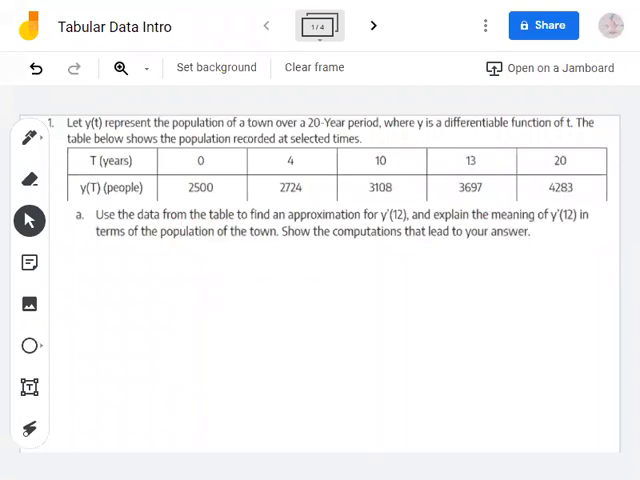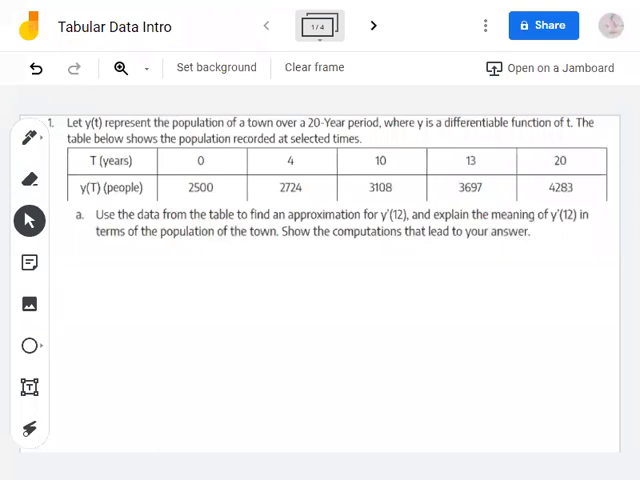So we're going to use the data from the table to find an approximation for y prime of 12 and explain the meaning of it in terms of the population of the town. Show the computations that lead to your answer. Well, already I don't know what to do. So that's why we're starting this one together, so you have a model for all the other ones you're going to do. So we're trying to figure out approximate y prime.